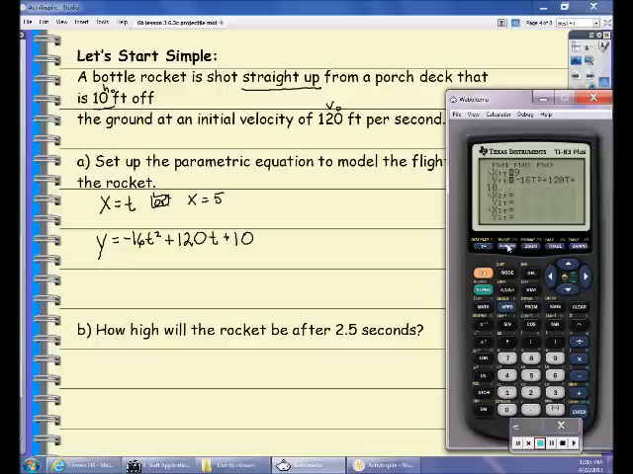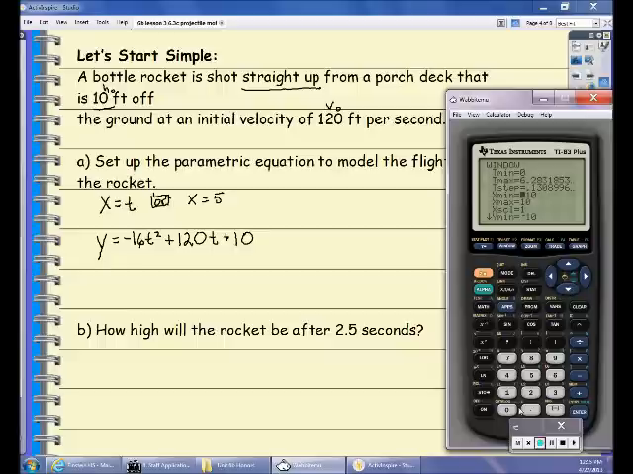Now let's set our window, because automatically it's going to be negative 10 to 10, negative 10 to 10. And our time is currently only going up to 6 seconds. That might be good, but we'll keep in mind that we may want to change that in case it takes more than 6 seconds for this bottle rocket to shoot up off the ground and then land.